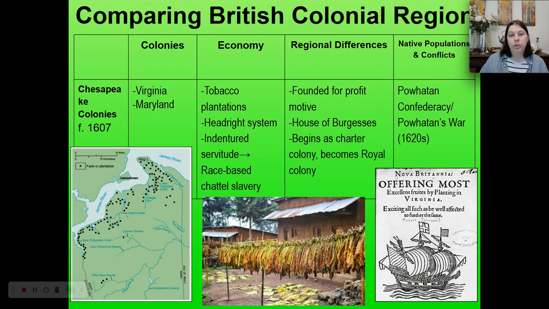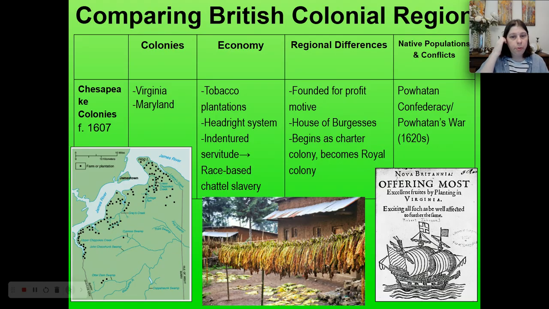The other labor system, of course, which develops in parallel with indentured servitude, but more slowly, in the British North American colonies at least, was race-based chattel slavery. We are going to talk about that and about Bacon's Rebellion more fully on their own slides in just a minute, as they're very important, but I want to finish the regional comparison first.